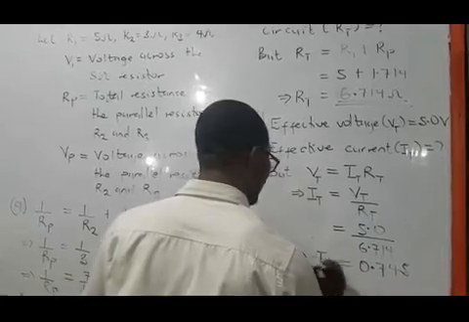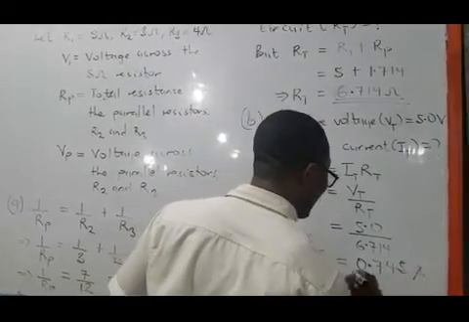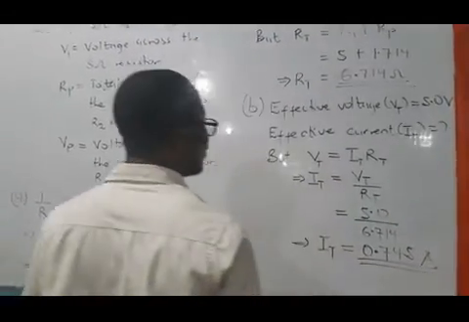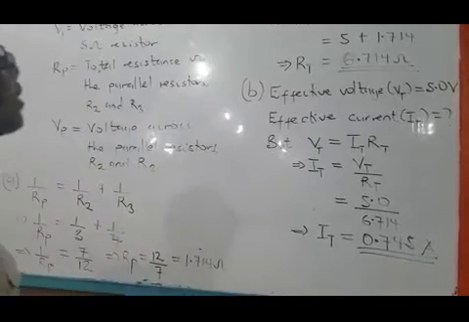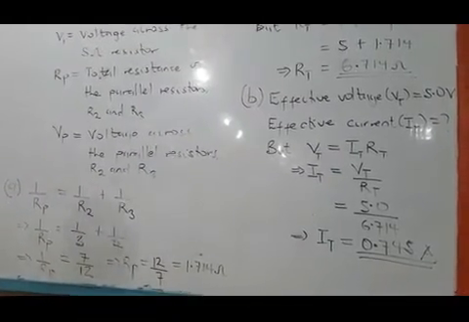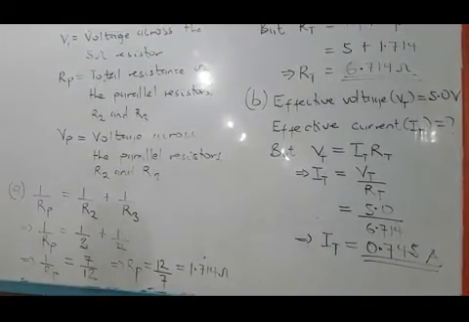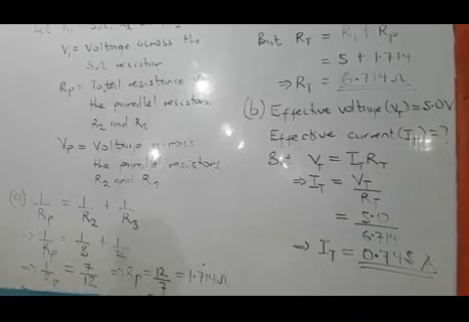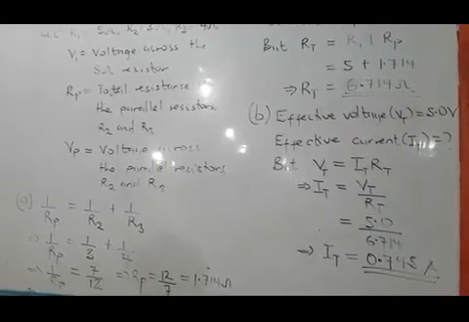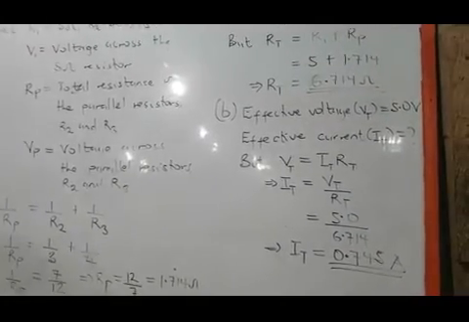This is current, so the unit will be in amperes. So that gives the total or effective current as 0.745 amperes. That's to 3 decimal places.